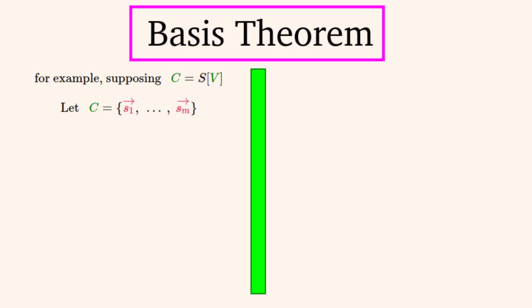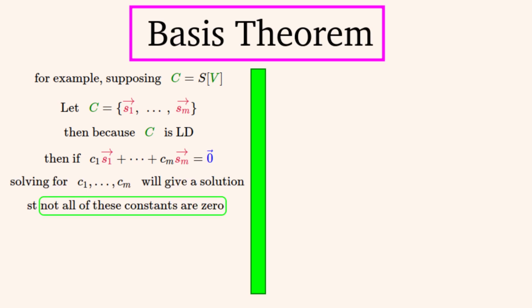So I'll just write out a proof of B. We'll define a set C to be a spanning set of V like this, with these vectors. And C will be linearly dependent. It will be the other case of a spanning set that is linearly dependent. So if we write up this equation here like this, then solving for all of these constants will give a non-trivial solution, so that not all of these constants will be zero.